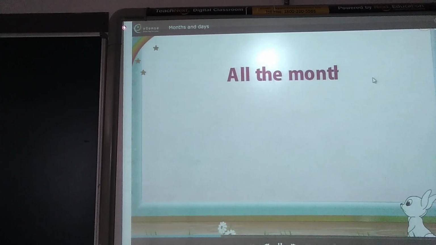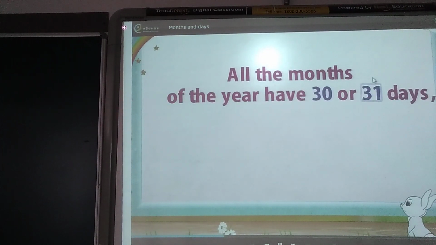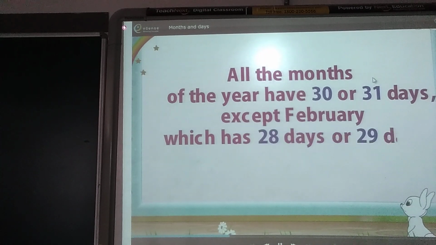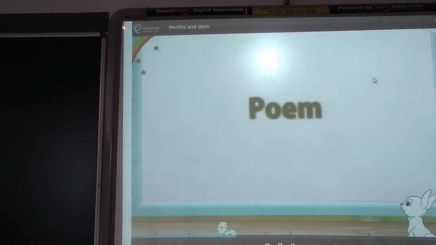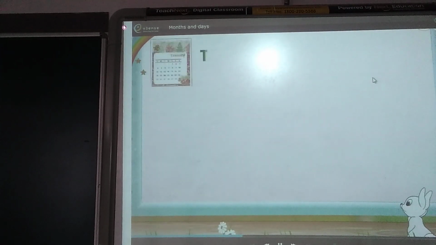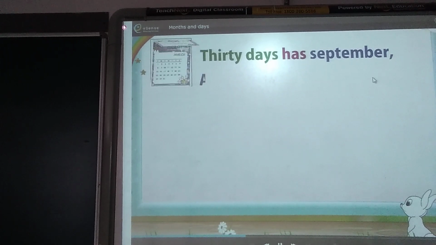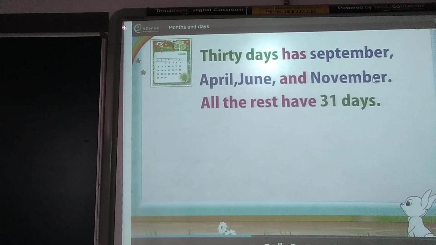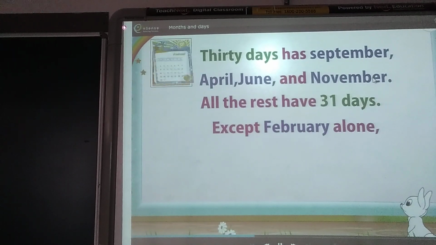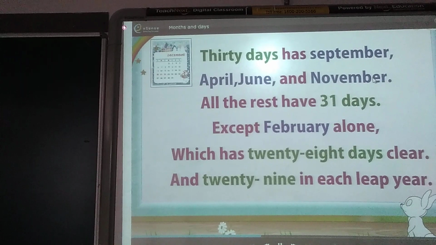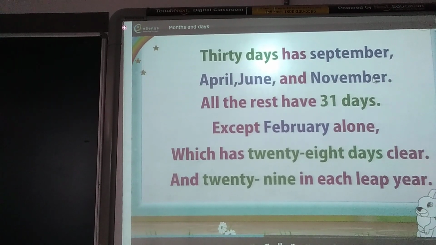All the months of the year have 30 or 31 days, except February, which has 28 days or 29 days in a leap year. Here is a nice poem which will help you remember the number of days in each month. 30 days has September, April, June, and November. All the rest have 31 days, except February alone, which has 28 days clear and 29 in each leap year. That was fun, knowing the number of days in the months.